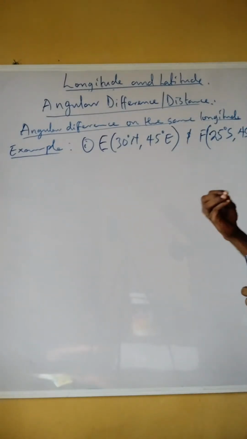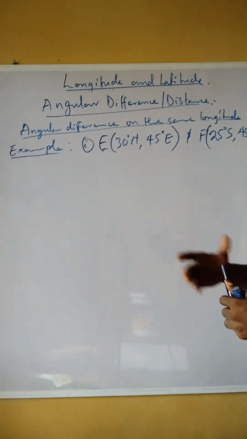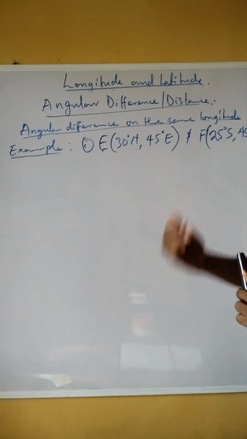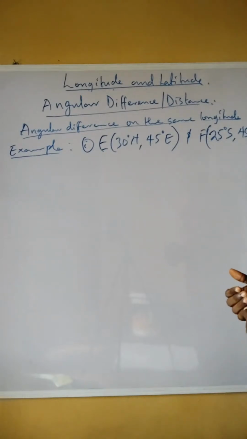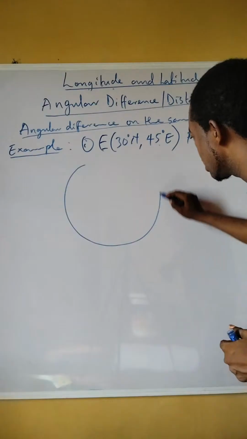This is actually very easy, even without drawing any diagram, we can get it. And the shortcut is going to be given. Now, let's look at this. These 2 points lie on the same longitude, right? By the time we draw the diagram, look at the diagram, it should be like this.